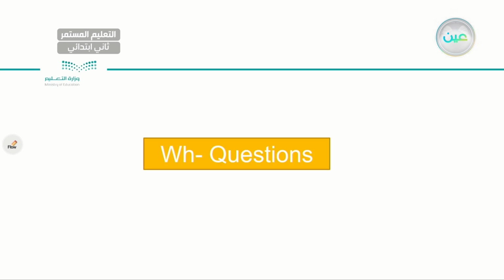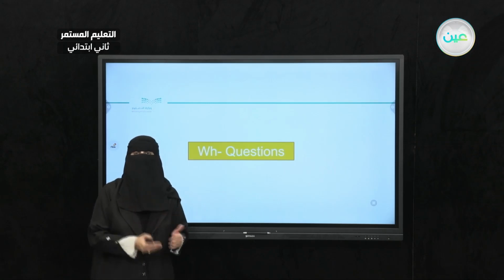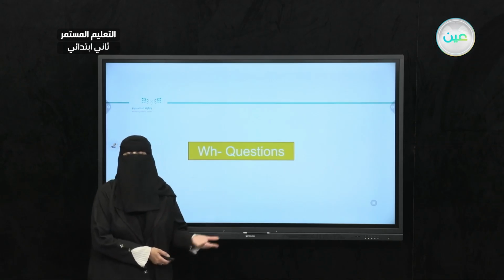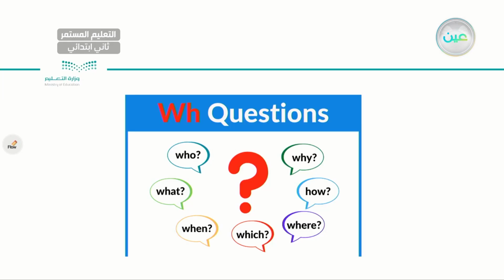In order to ask questions in this lesson, we need to revise and go through WH questions several times. Okay? So, WH questions are WH words that require different information. As you can see here, I have who, what, when, which, where, how, and why. Why do I use them? I use them for different purposes. Okay, we will discuss them one at a time.